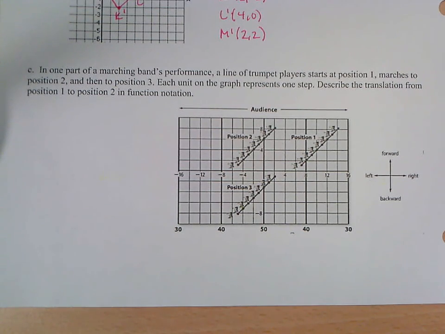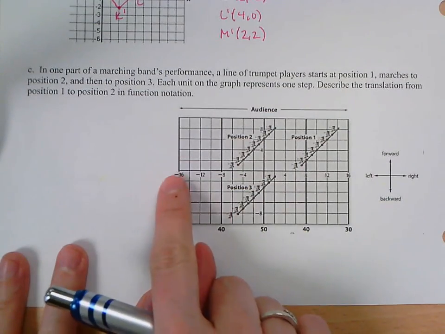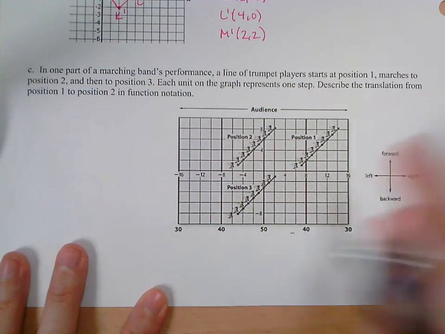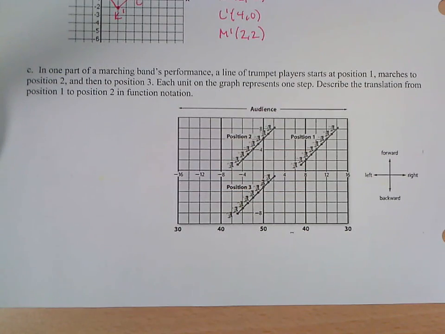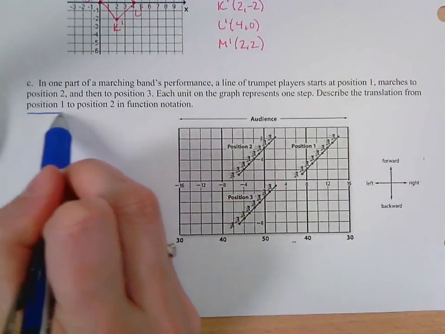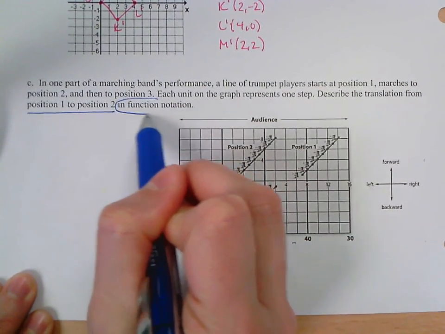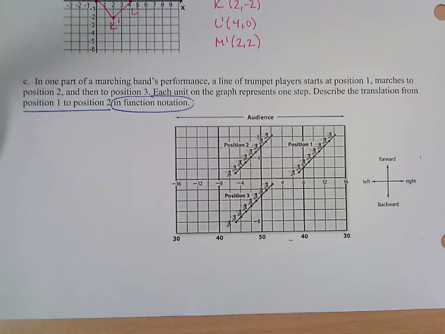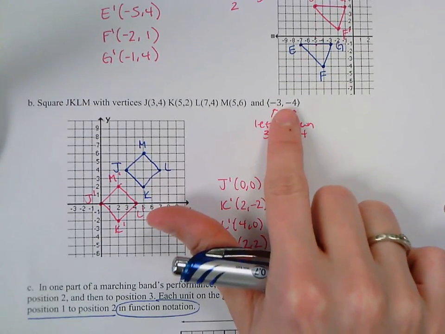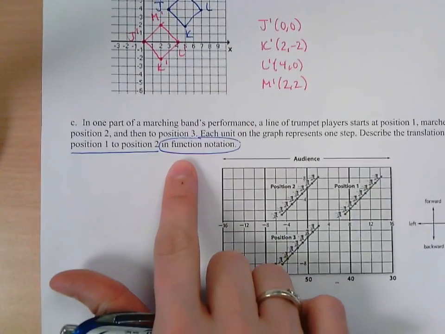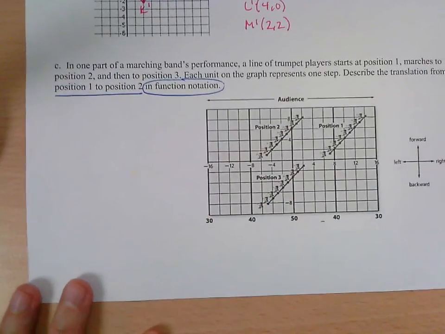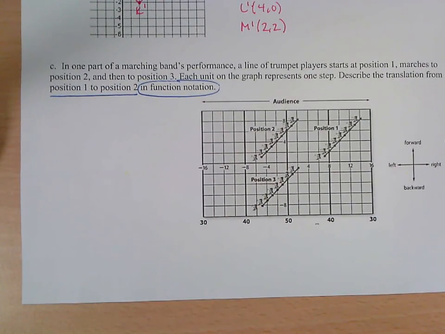And you can see, this would be like your x-axis, and then this would be your y-axis. It is labeled, but it can be a little confusing to look at. It says describe the translation from position 1 to position 2, and then it says in function notation. So I'll show you what that means, because that's different than a vector. So this is written as a vector here. In function notation would be a little different.